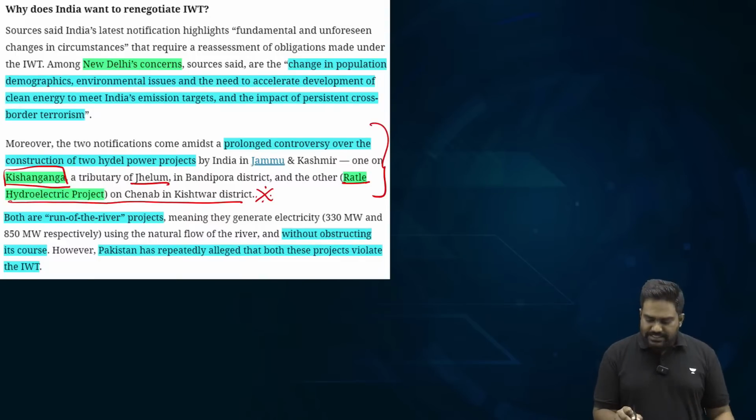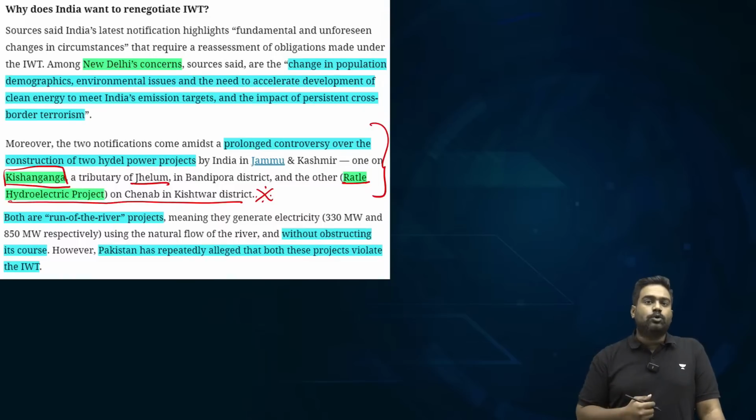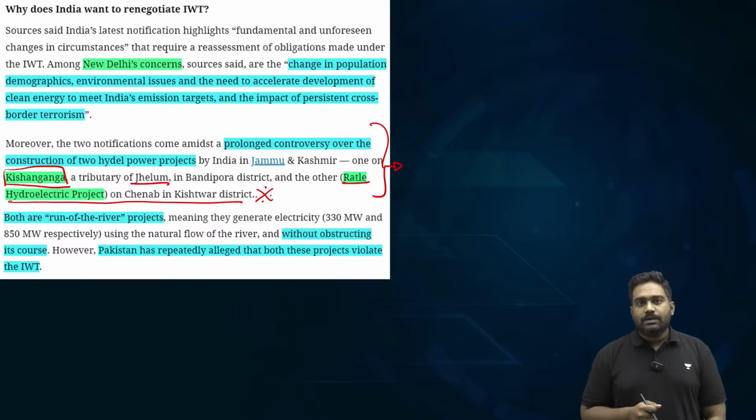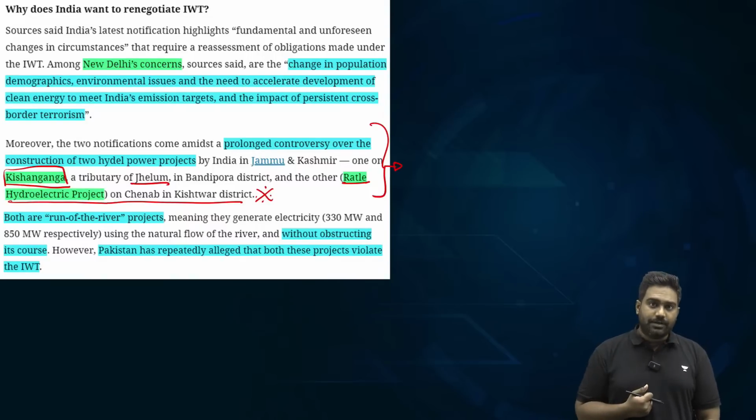But Pakistan has raised unnecessary complaints, taken the matter even to the Permanent Court of Arbitration to block these projects. So India has faced many such challenges where Pakistan has raised unnecessary issues even when India has been committed to the treaty. We had another project called the Baglihar project.